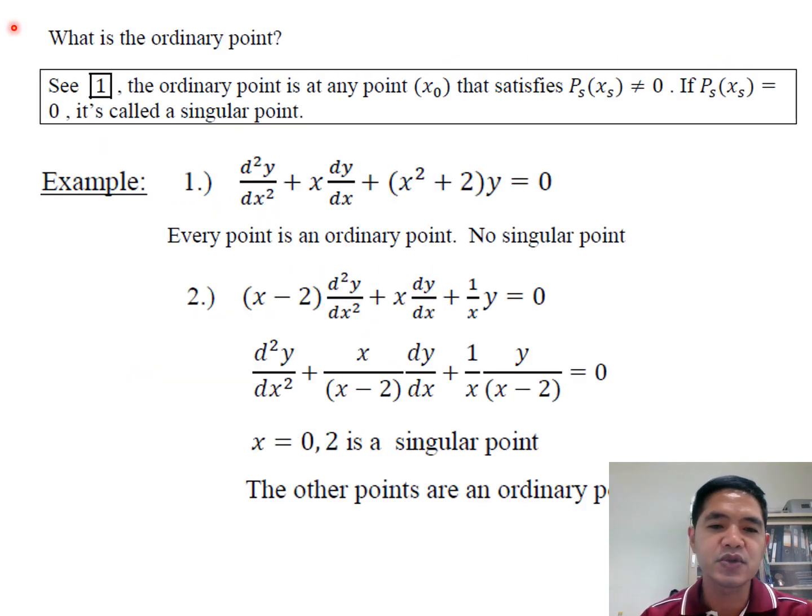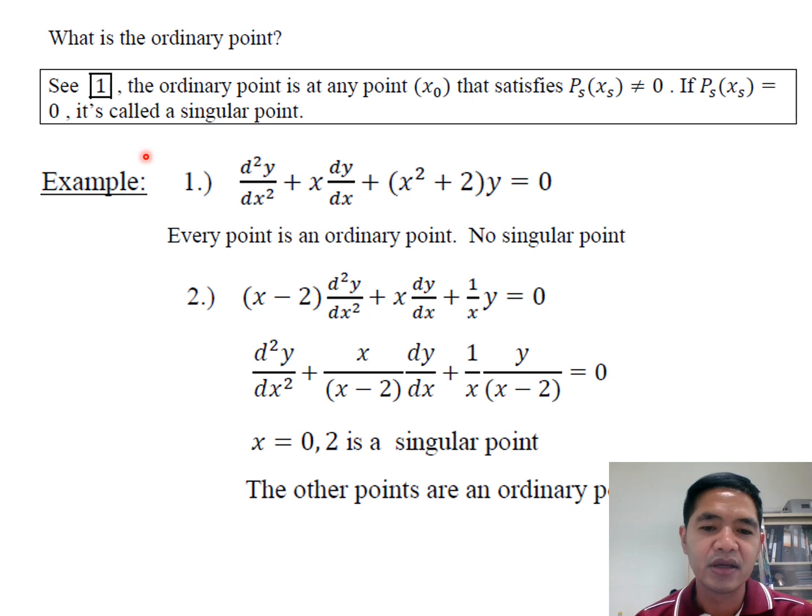To solve second order ODEs using an ordinary point, first you have to know what an ordinary point is. Let's take a look at this. An ordinary point is any point x0 that satisfies p(x0) not equal to 0. If p(x0) equals 0, it is a singular point.